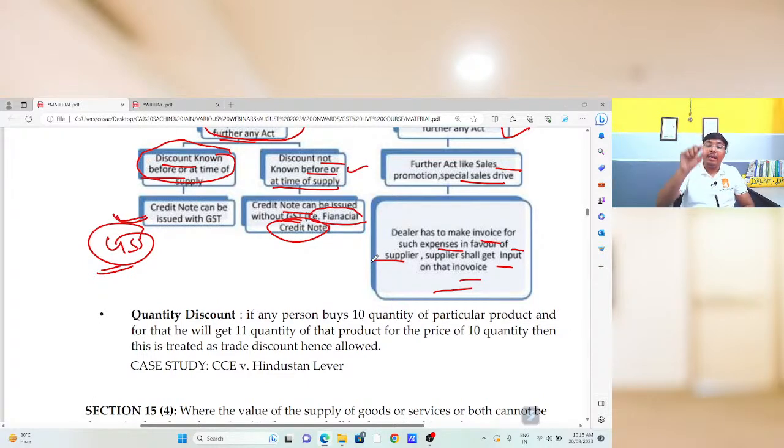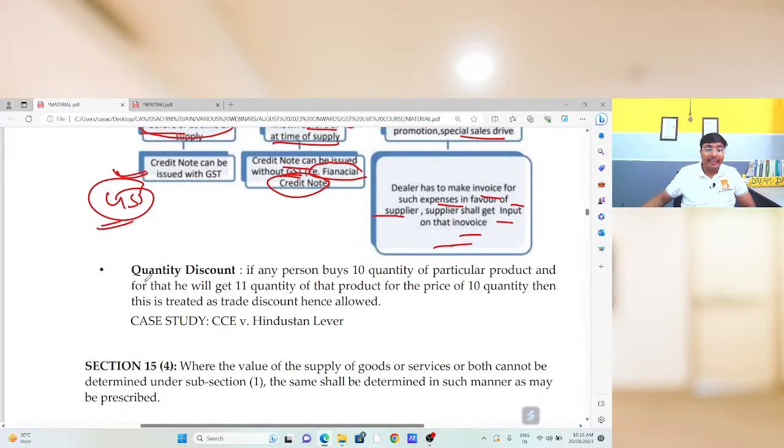So for that purpose, whatever the expenditure done by that particular dealer, he has to make the invoice in the name of that particular supplier, and take the payment for those expenditures from the supplier, and the supplier is eligible to get the input tax credit. That is the concept of post sales discount. No condition, in that case we had discussed. If there is any condition, in that case also we had discussed.